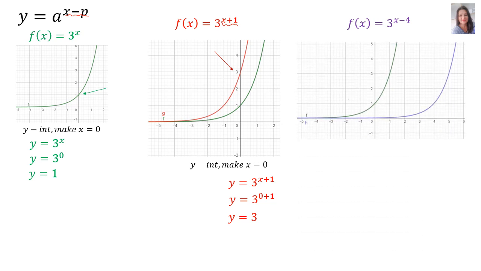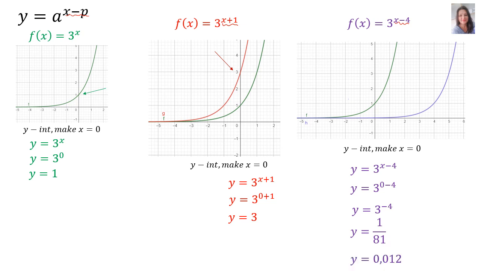Then the purple graph, f of x is 3 to the x minus 4. Can you see now we added minus 4 to the x, and there's the graph. And let's have a look at the y-intercept. Make x 0, y is 3 to the 0 minus 4, which is 3 to the negative 4, which is 1 over 81, which is y is 0.012. And then can you see there somewhere is your y-intercept.